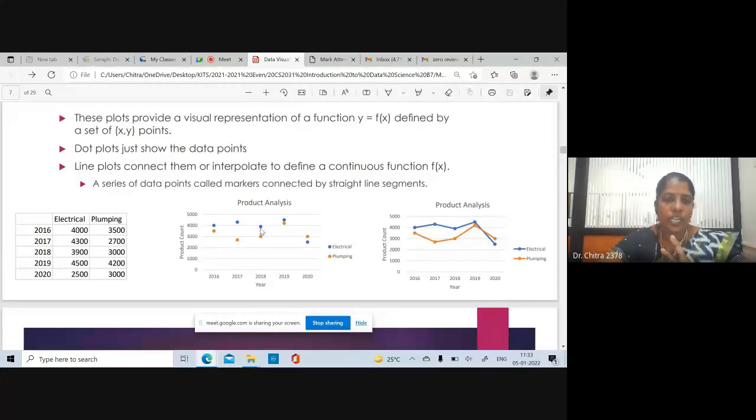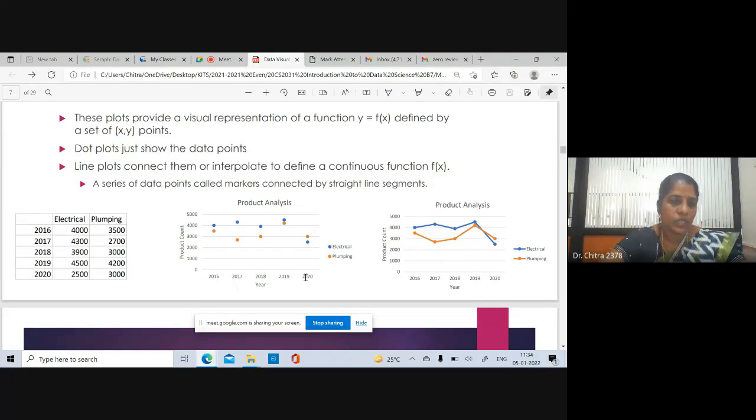A dot plot shows only the dots, whereas in the line plots you use the line to connect the dots. Consider this example here. These are the categories: 2016, 2017, 18, 19 come under this. So these are the categorical, and the electrical and plumbing values. Here I am entering the values.